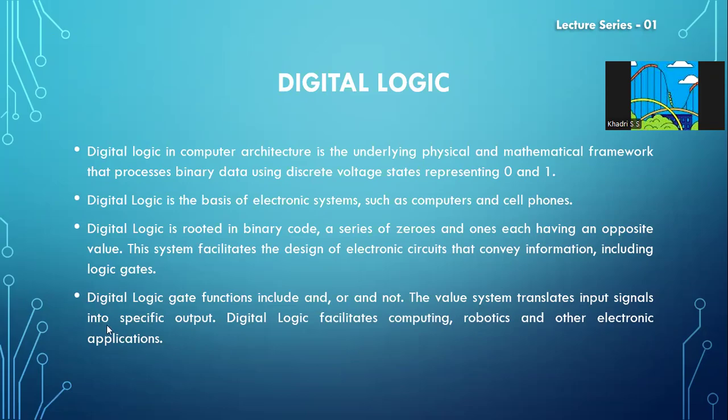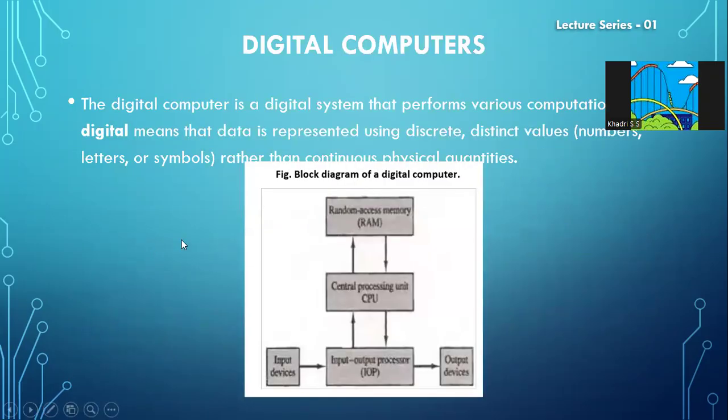Okay. So digital logic gate functions include AND, OR, NOT. The system translates input signals into specific outputs. Digital logic facilitates computing, robotics, and other electronic applications. So here is a computer, that is, a digital computer. How exactly do we need to process?